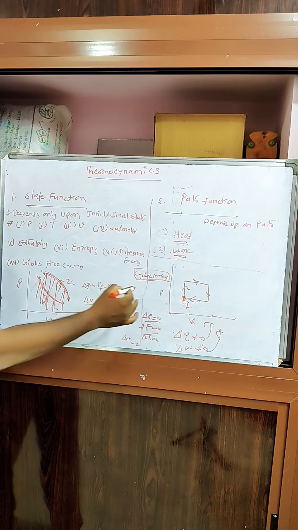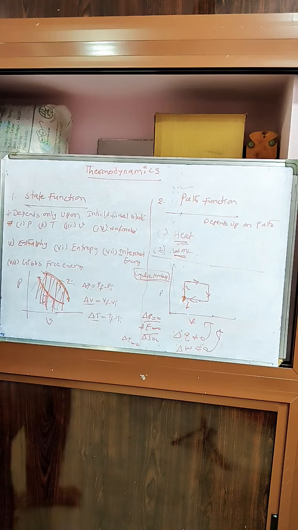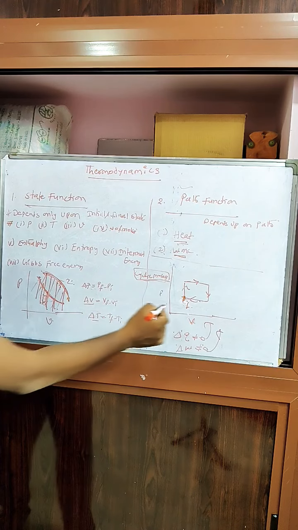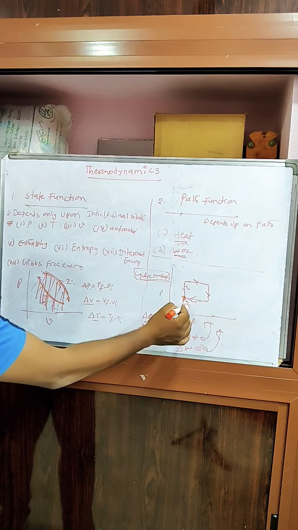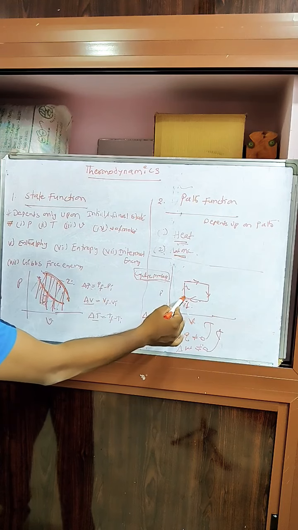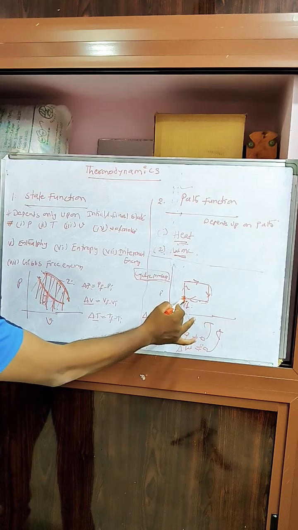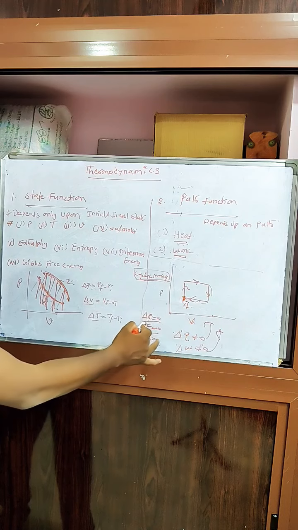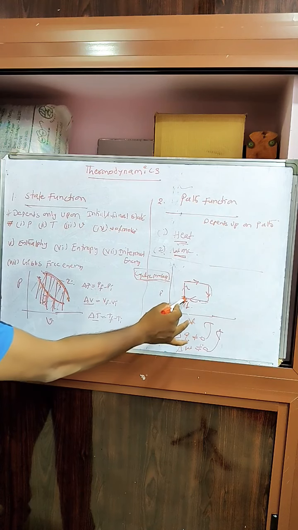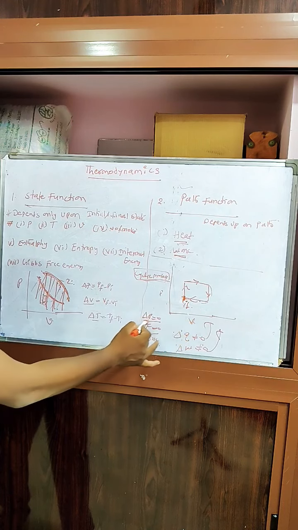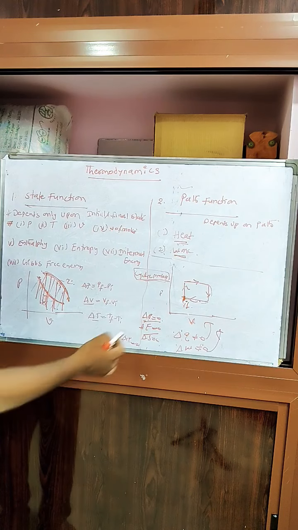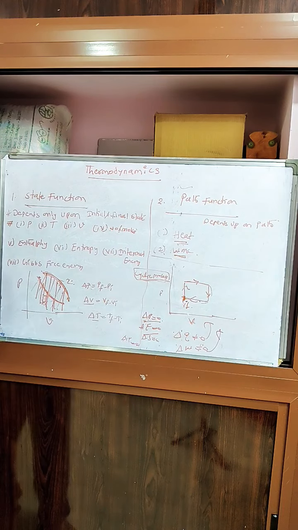Next, take a cyclic process. This is pressure. If you consider any state function from the initial state and finally come back to the same initial position, the difference between the initial and final state is zero, because it reaches the same point. That's why delta P is equal to 0. All state functions will remain 0.